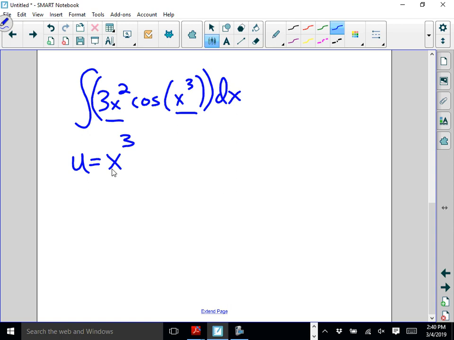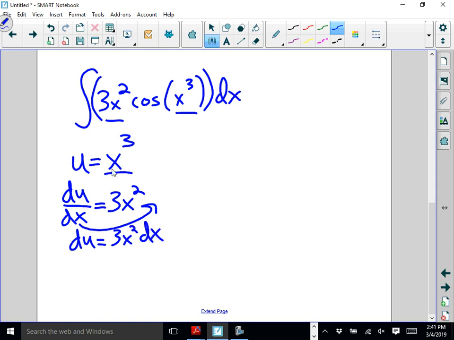Then I'm going to do the derivative of u with respect to x, so I'm going to do du dx. Well, if u is x cubed, du dx would be 3x squared. Then I'm just going to solve this for du. Eventually we're not going to write du dx equals, we're just going to say du equals. We'll skip ahead and just say du equals 3x squared dx.